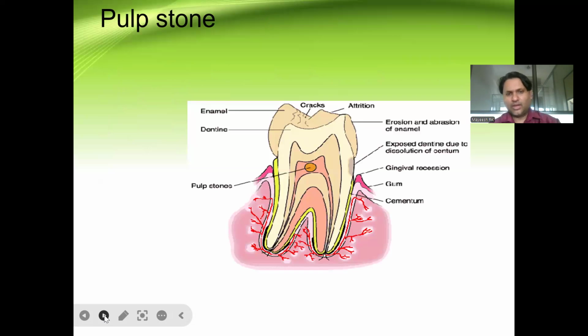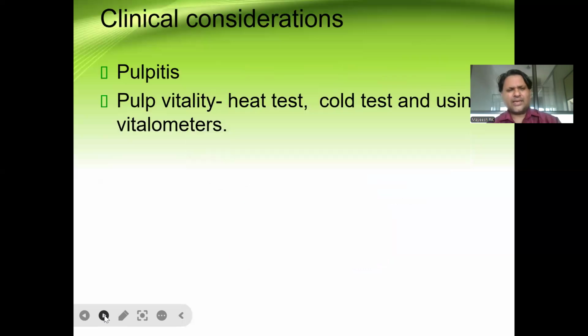Pulp stones have clinical relevance during root canal treatment, as they will obstruct the treatment. So pulp stones clinically play an important role. What are the other clinical considerations you need to know? You just need to know something about pulpitis. It's basically inflammation of the pulp, which you'll be learning when you come to your 3rd year. You can check pulp vitality by using heat tests, cold tests, and other things, vitalometers and all that. You'll be going into more detail in your 3rd year.